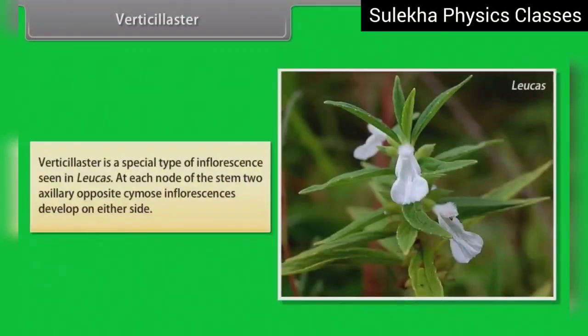Verticillaster. Verticillaster is a special type of inflorescence seen in leucas. At each node of the stem, 2 axillary opposite Cymose inflorescences develop on either side.